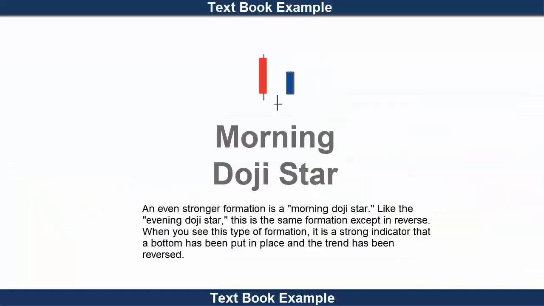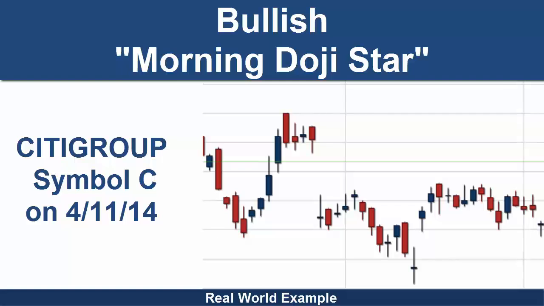An even stronger formation is a morning doji star. Like the evening doji star, this is the same formation except in reverse. When you see this type of formation, it is a strong indicator that a bottom has been put in place and that the trend has been reversed. Here's a good example of a morning doji star, which is bullish. This is in the stock Citigroup, symbol C. Can you spot it? Congratulations, you found it. Now let's move on.